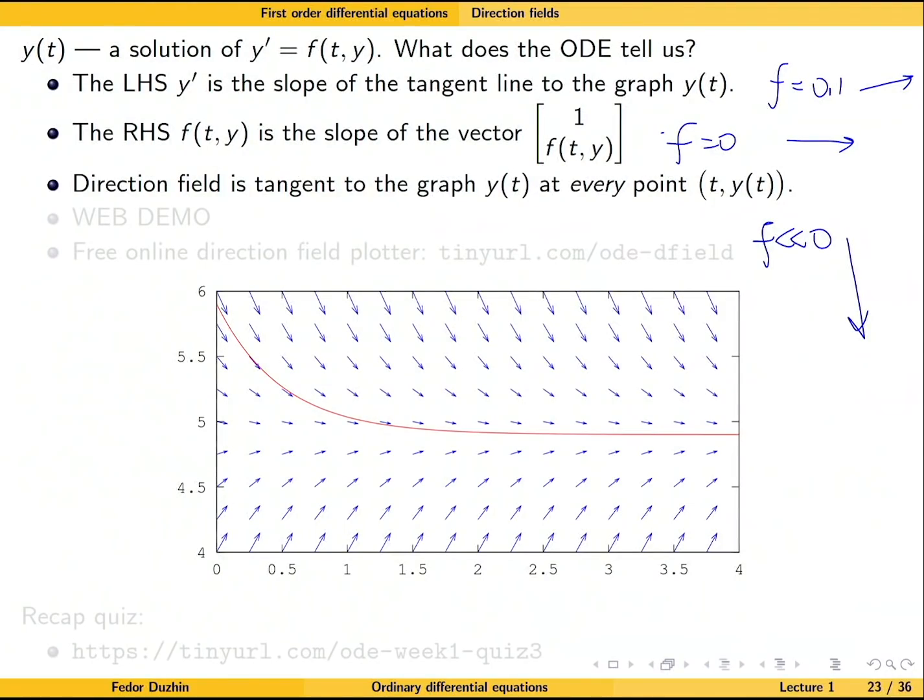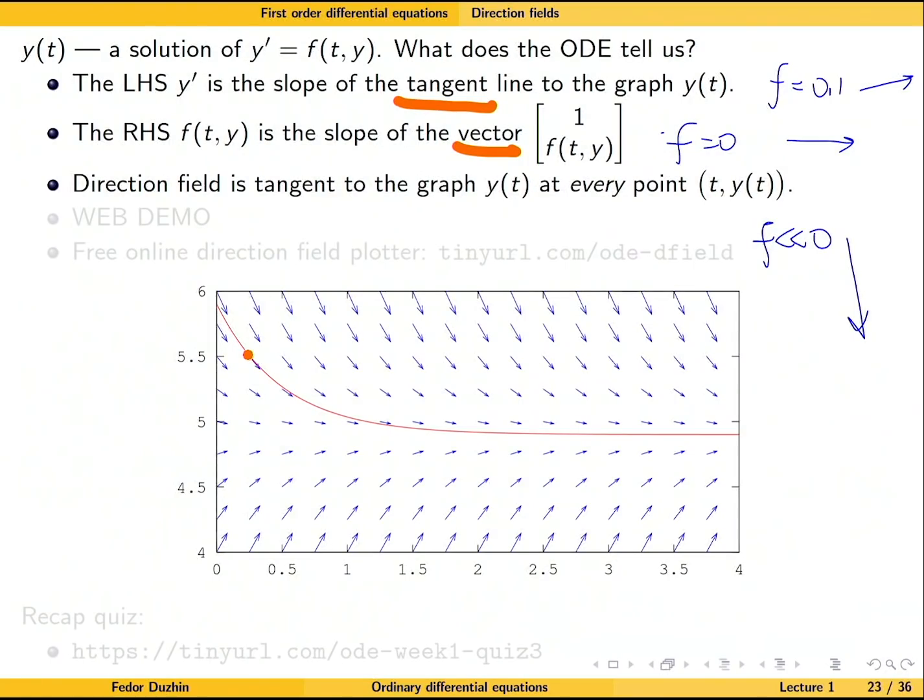Because the slope of the tangent line is the same as the slope of this vector. So it means that the tangent line is parallel to that vector. And this is what we see on the picture. For example, now at this point, the vector is just a tangent vector to the line.